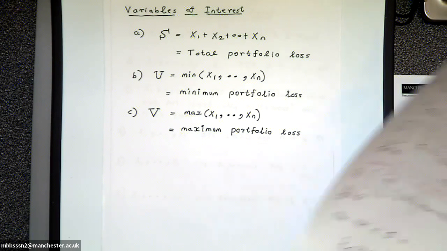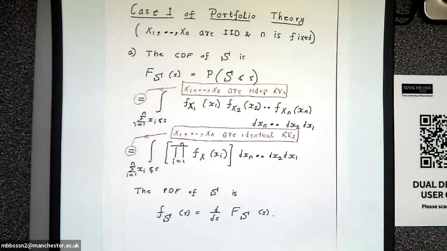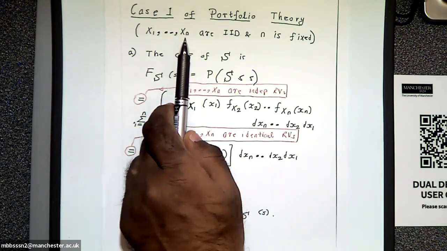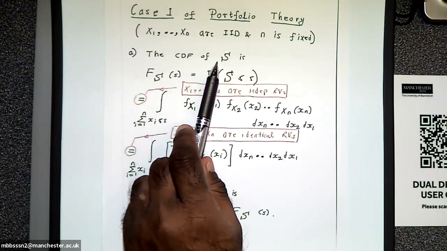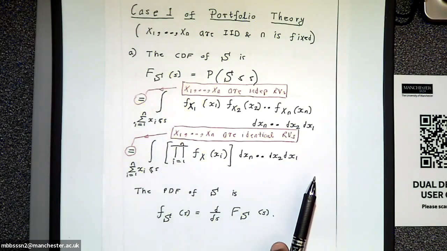So case 1, there are a lot of formulas here, but you don't need to know the derivations. You only need to know how to apply the formula. I will do a lot of examples later on. For example, in case 1, the formula for the CDF of total portfolio loss is given by this. And the formula for the PDF is given by this. I don't expect you to know the derivations of these formulas, although I have given the formula, but not the derivations, right? So I don't expect you to know the derivation.